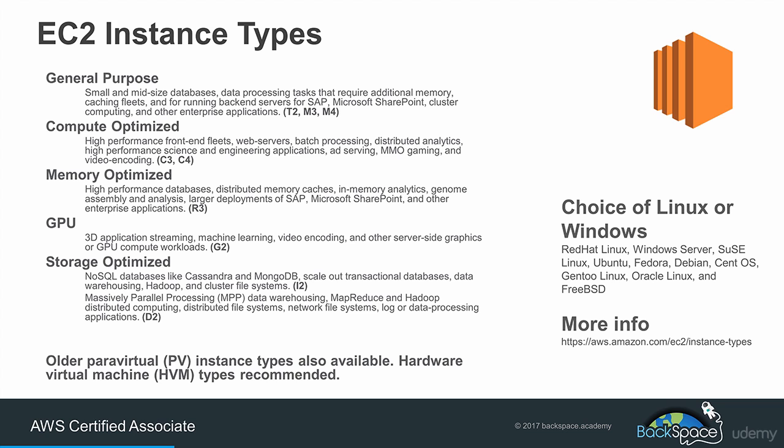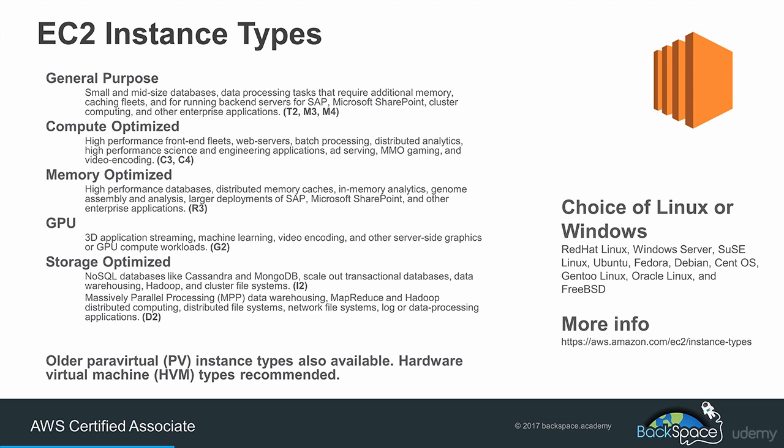So the EC2 instance types, you need to know these. There's 5 of them, and you need to understand what they are and in what applications you would use them. So the first one, general purpose. The name says it all. It has a good balance of compute, memory and storage. And that is generally used for, and there are some examples there, small and mid-sized databases, running SAP and SharePoint servers, and other enterprise applications. The instance types there are called T2, M3 and M4.